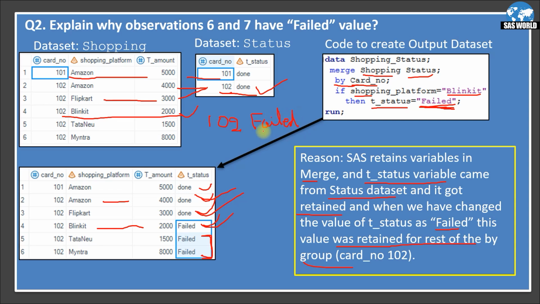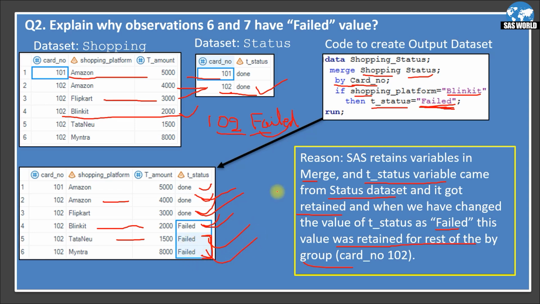Earlier this value was done, so this value kept associating with all other observations. So here Blinkit, it has associated and it worked fine. But when it was reading Tata New, then this 102 was merged with this one. Now this value was changed to failed and it will be retained in memory. So that's why the rest of the observations will read this failed value again and again. So that's why we have this value repeated.